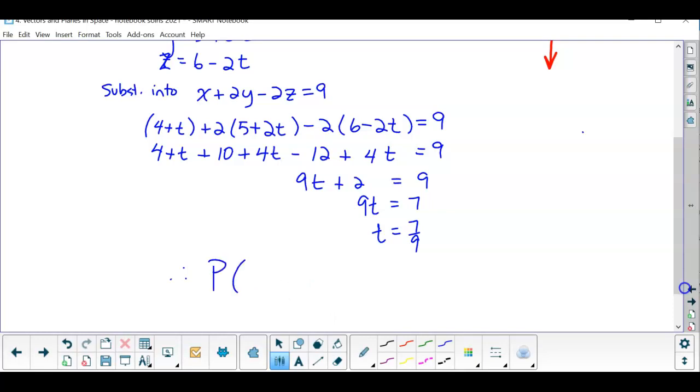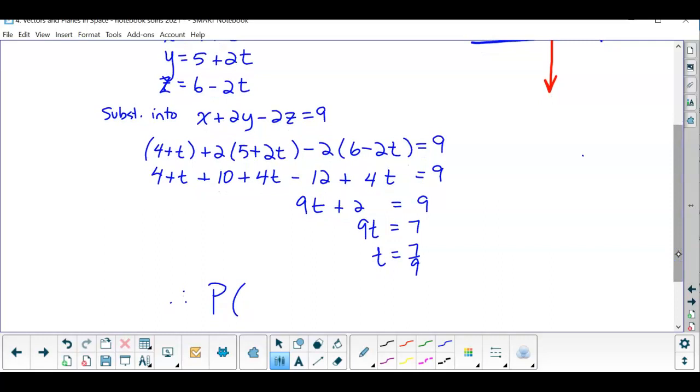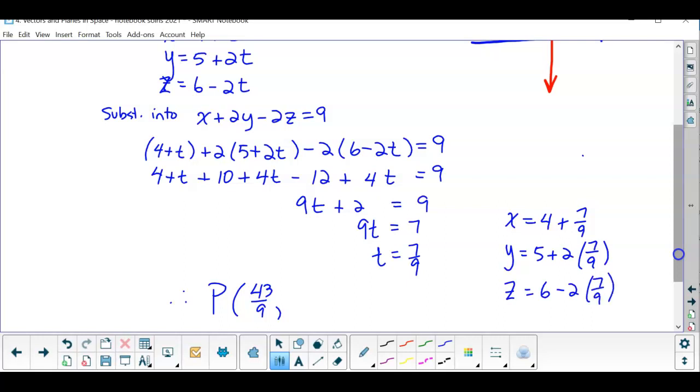So then you can just go right to P. So remember, you're substituting 7/9, so 4 plus 7/9, 36 plus 7 is 43/9. But if you need to do it on the side, you can do it. Okay, so then 45 plus 14 is 59. And then 54 minus 14. So that's the foot of the perpendicular.